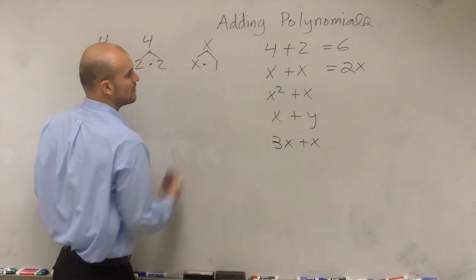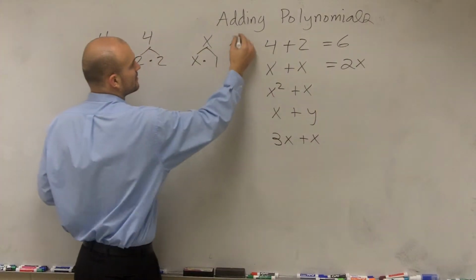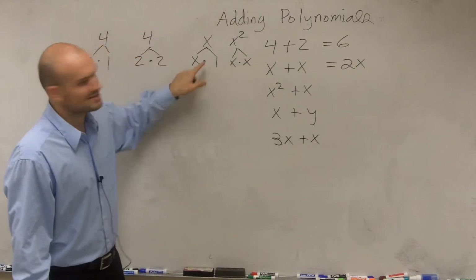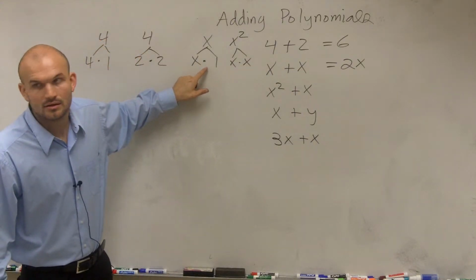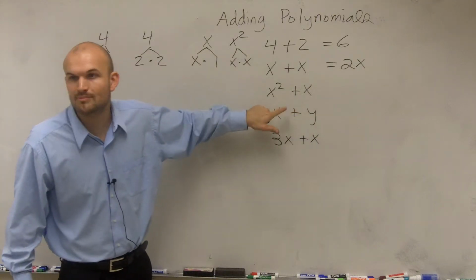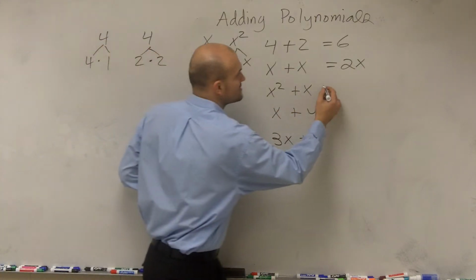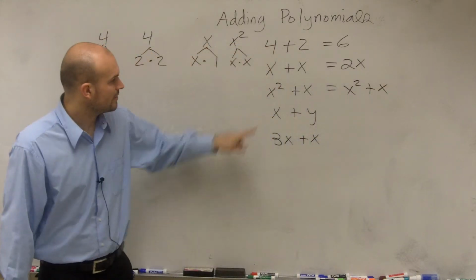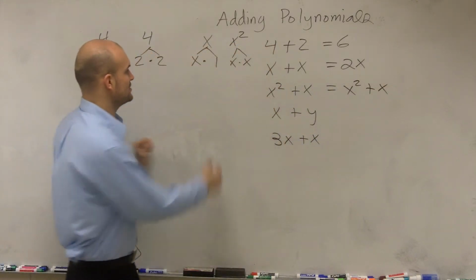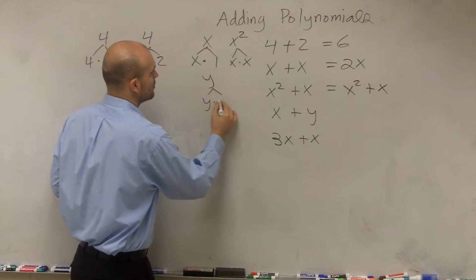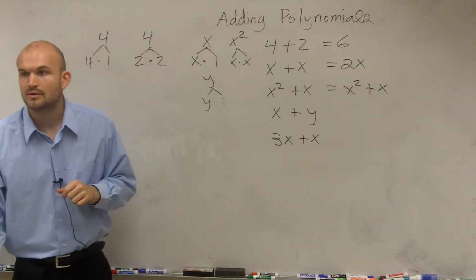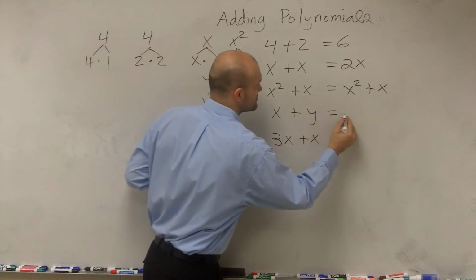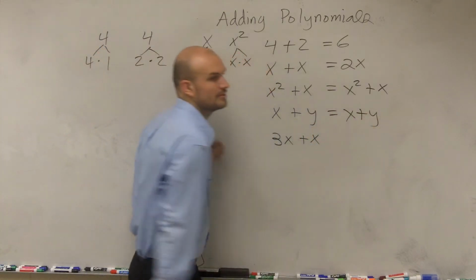But let's look at x squared and x. X squared is factored to x times x. Is x times x the same as x times 1? No. So therefore, you cannot combine these two. So therefore, your answer is going to be x squared plus x. When I look over here, x plus y, the factors of y are going to be y times 1. So therefore, y times 1 and x times 1 are not the same. So therefore, x plus y is x plus y.